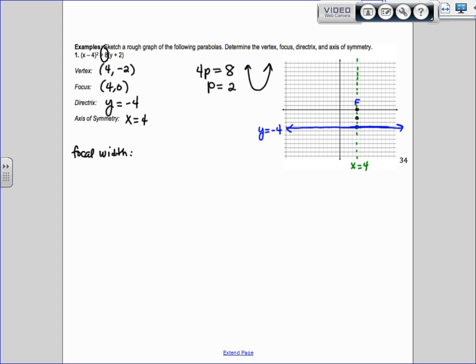Okay, so we have almost all the information we need to sketch it in, but we really don't know how wide it is. You could try to estimate, and you could try to draw those little lines that I was drawing before, but that's kind of hard. So what we're going to do is find the focal width, so that we can find 2 more points on our parabola.